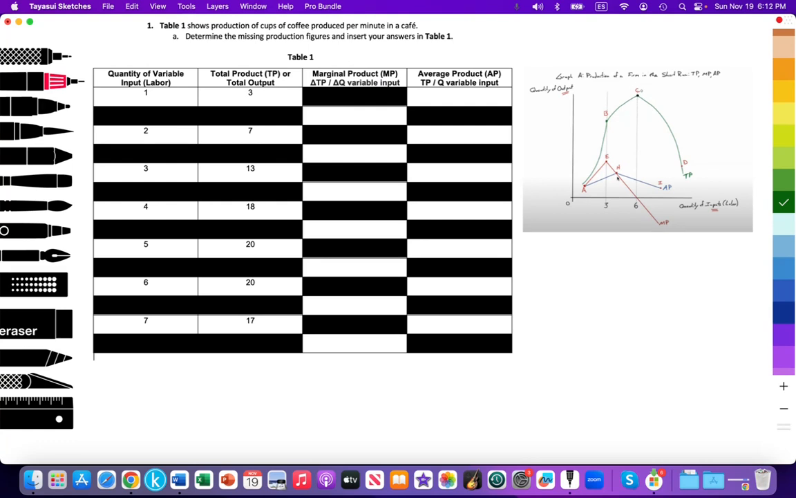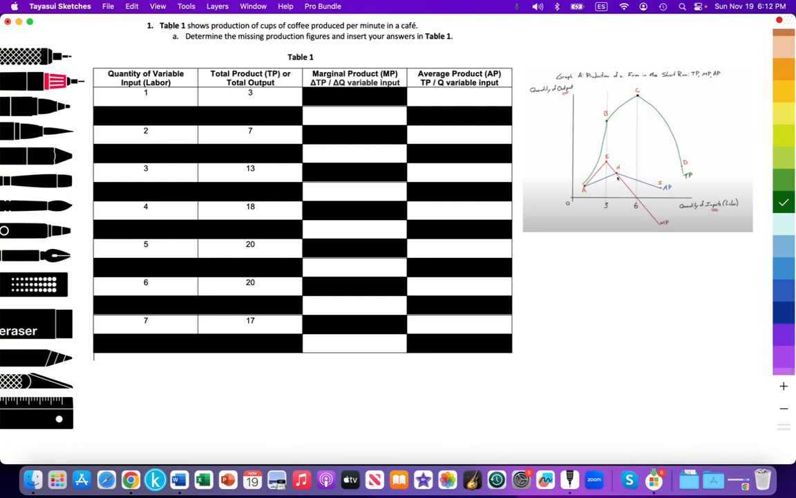Then at point C, total product is at its highest point, and that works where the marginal product curve hits 0. And then from C to D, we see that's decreasing. So there's a video that explains this in detail, and I'll have the link for that below. The purpose of this video is just to practice calculating marginal product and average product. So here we have a question.